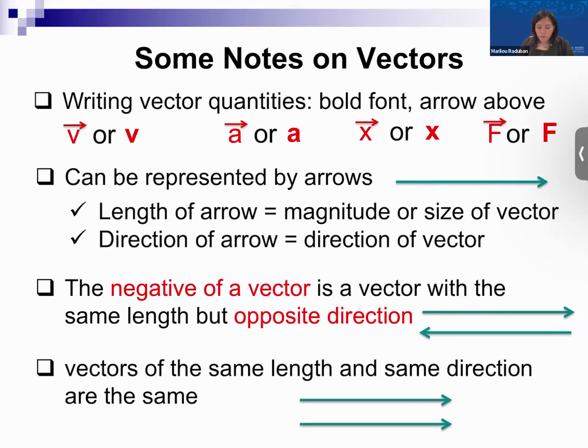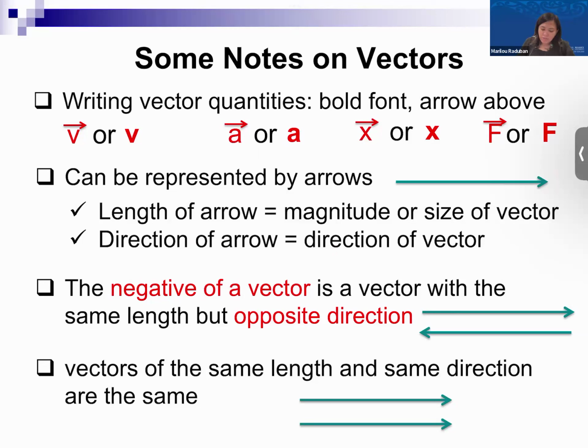We draw vectors as arrows, where the length of the arrow corresponds to the magnitude or the size of the quantity represented by the vector. And because vectors are used to indicate direction, the direction of the arrow, indicated by where the arrowhead is pointing, gives us the direction of the vector.